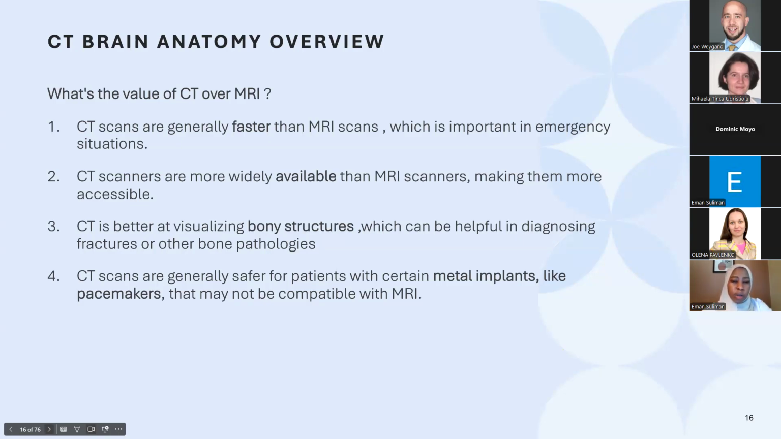CT scanners are better at showing bony structures, so they're faster in showing bone pathologies and fractures. And CT scanners are generally safer for patients with certain metal implants, like a pacemaker, that may not be compatible with MRI.